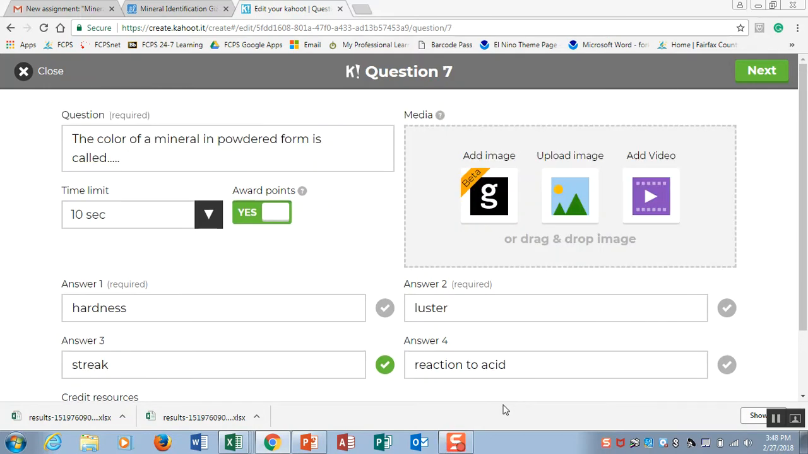The next question on the exit ticket that students struggled with was this question here, question 7. The color of a mineral in powdered form is called what? Hardness, luster, streak, or reaction to acid? The correct answer for this is streak.